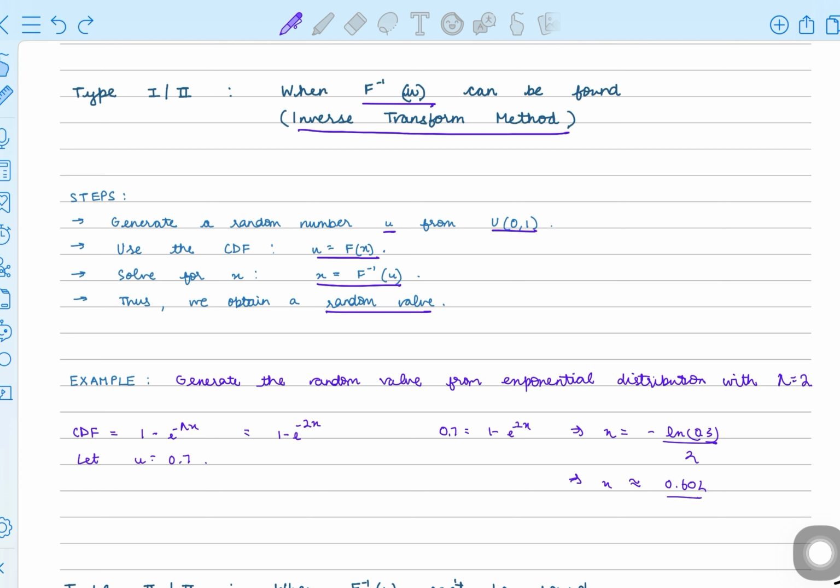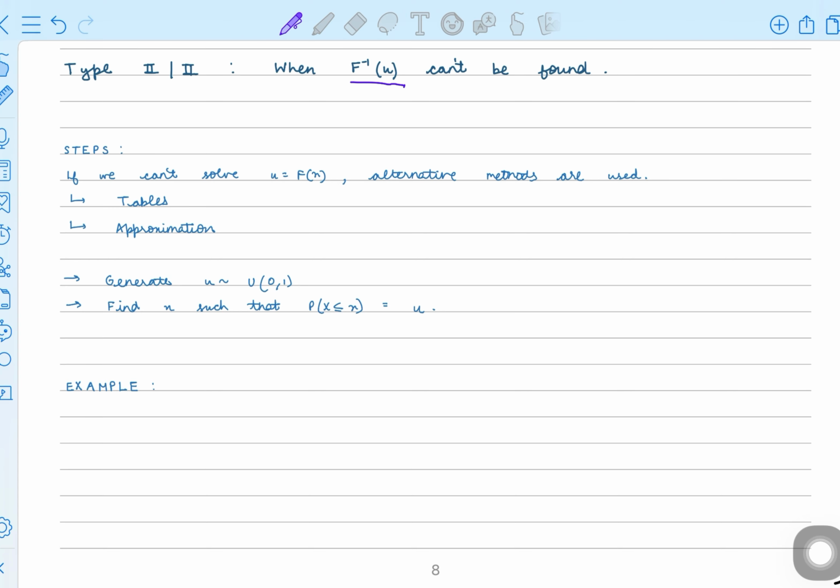Oftentimes, instead of taking our own random value, as we have here, the question will already provide one, and we're supposed to substitute it to directly find the value of x. Let's move on to type 2, wherein F inverse of u can't be found. If we can't solve u equals F(x), we use either tables or approximation.